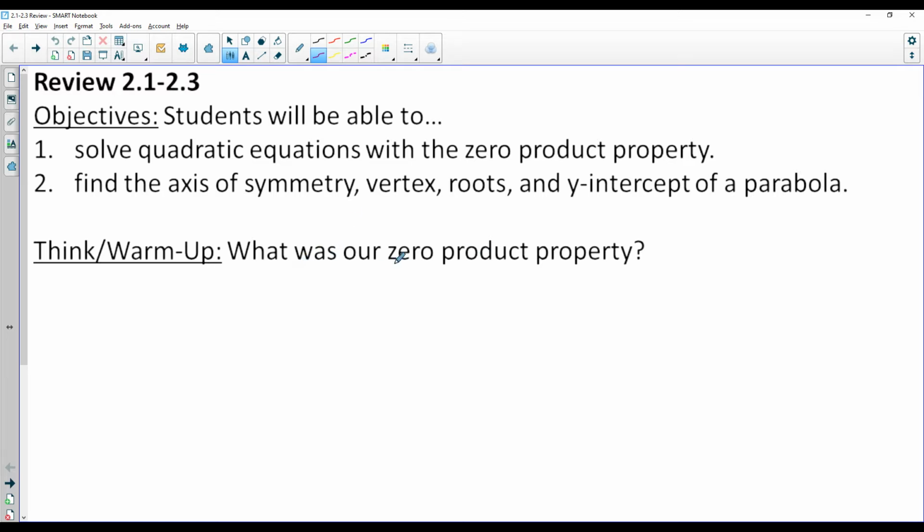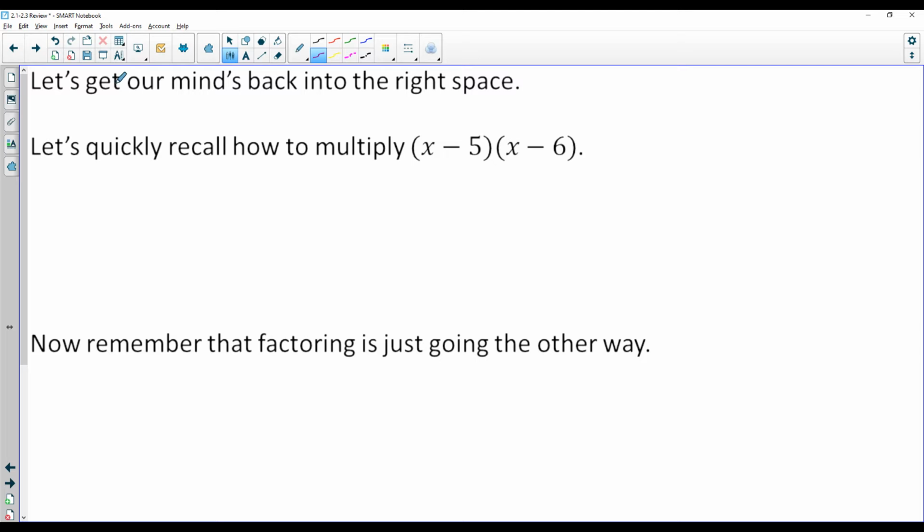But for our warm-up, what was our zero product property? Our zero product property really just said that anything times 0 is going to be 0, so that if you have something times something else, one of them or both of them have to be 0 for this to be true, and we'll work with that with some of our review problems. And to get our minds back into the right place, remember when we started multiplying these two binomials?